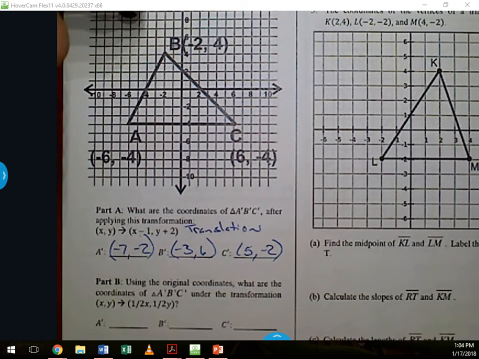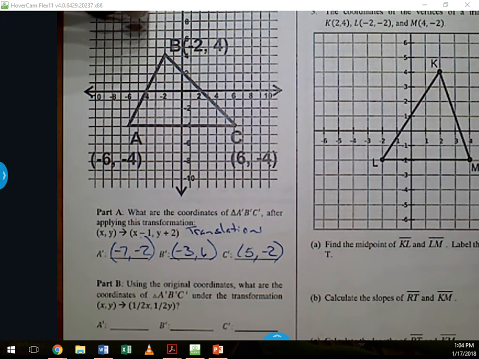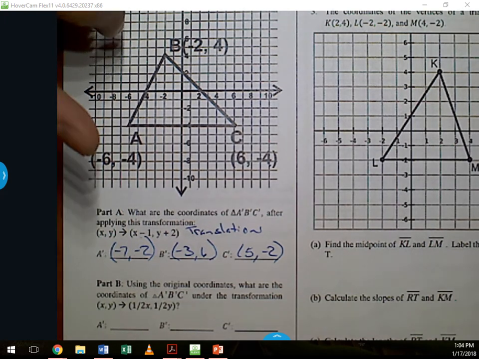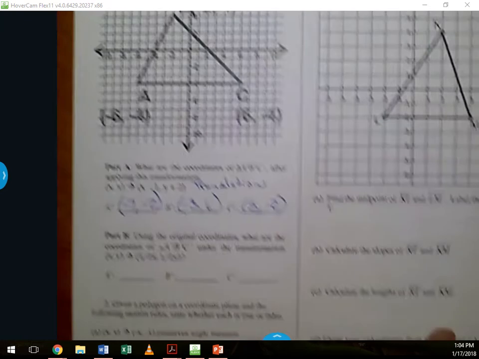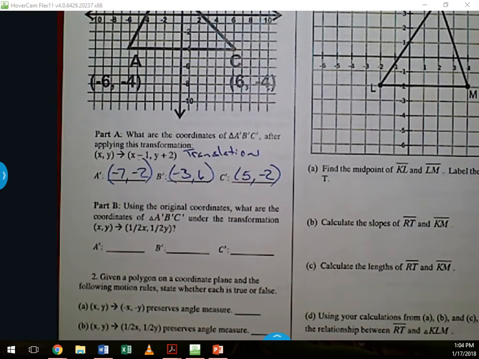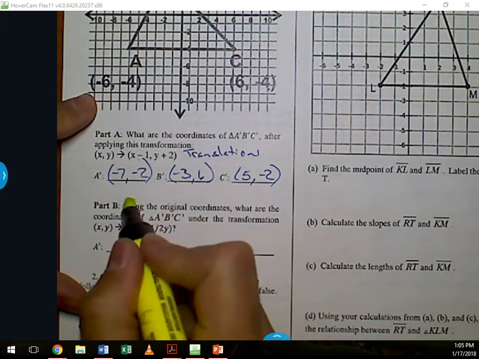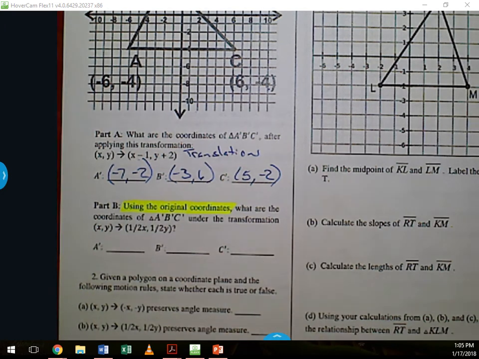Was that easy? Okay, all you have to do is go through and read this. Reading is probably the biggest issue that most people have in this class. Reading the instructions. So I was going over part B with someone, and they did not read it, so they did not know how to do it. But after I read it to them, they're like, oh, my bad. So right here it says using the original coordinates. What is the term that we use for original coordinates? Pre-image. Very good, right? The pre-image.